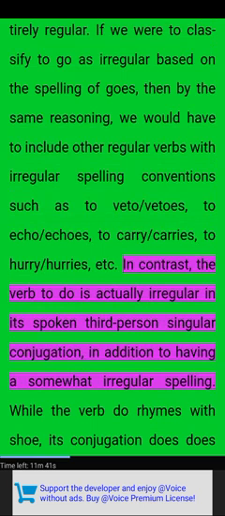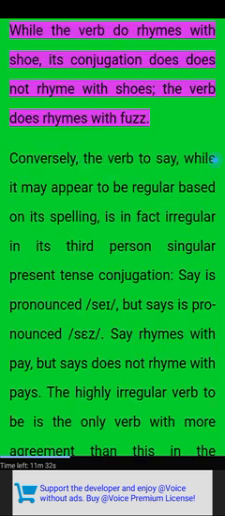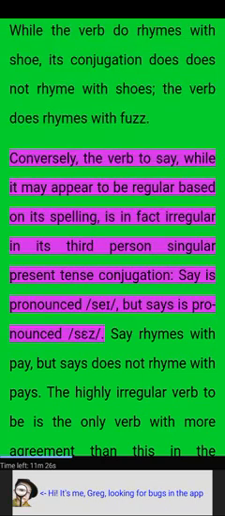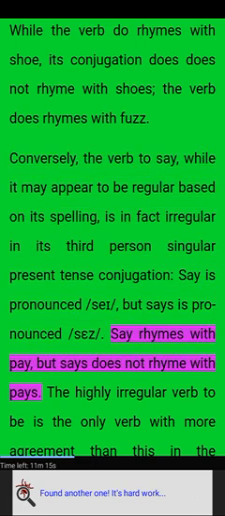In contrast, the verb to do is actually irregular in its spoken third-person singular conjugation, in addition to having a somewhat irregular spelling. While the verb do rhymes with shoe, its conjugation does not rhyme with shoes; the verb does rhymes with fuzz. Conversely, the verb to say, while it may appear to be regular based on its spelling, is in fact irregular in its third-person singular present tense conjugation. Say is pronounced "say," but says is pronounced "sez." Say rhymes with pay, but says does not rhyme with pays.